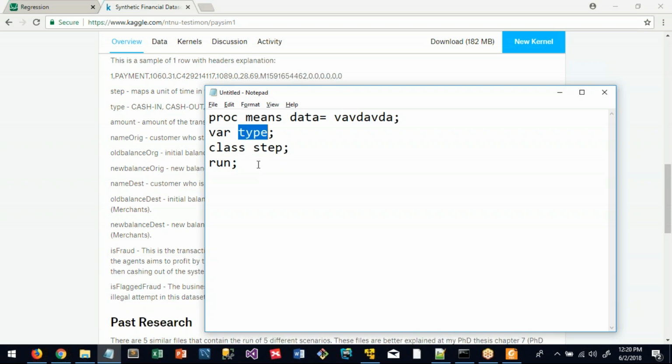But I was just taking an example. I was not really thinking of what type of data is inside it. But yes, proc means can only be run on numeric variables. So that is what you can use there.